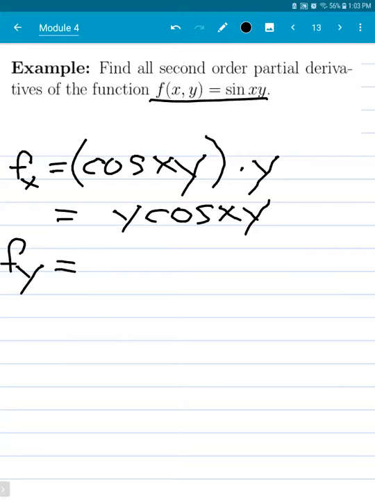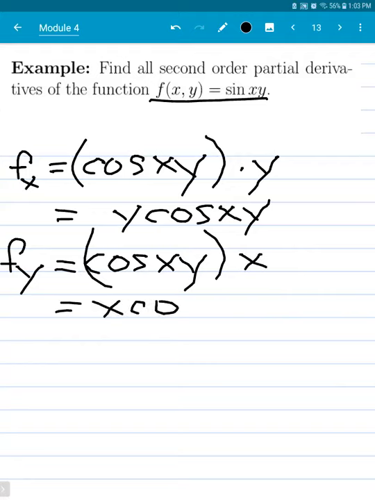Partial with respect to y. It will be the same: copy, change to cosine, but differentiate this time with respect to y. So x will be constant, and the derivative of y with respect to y is 1. So we have x outside, or x cosine xy. Those are just the first order partial derivatives. Let's now find all four second order derivatives.